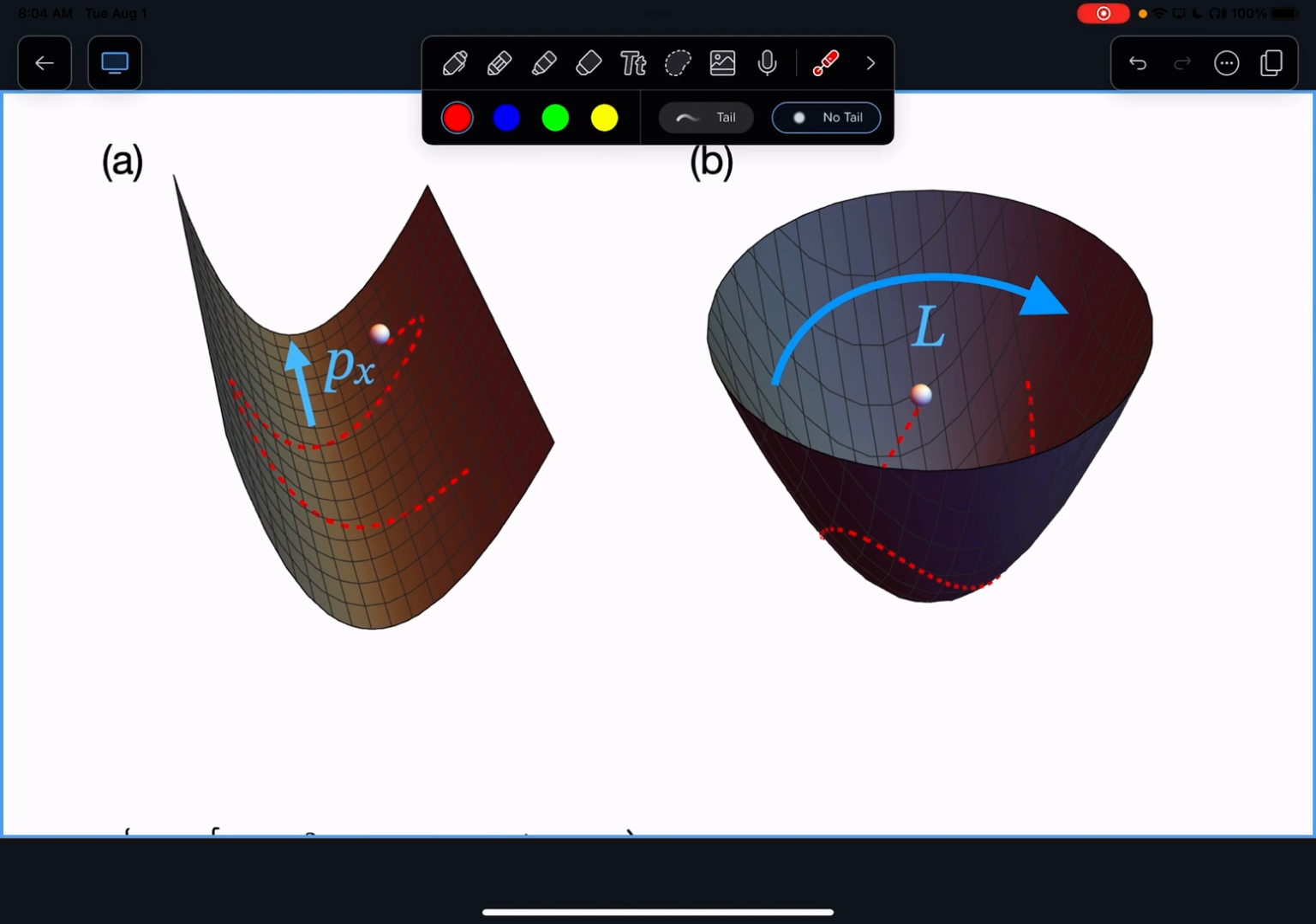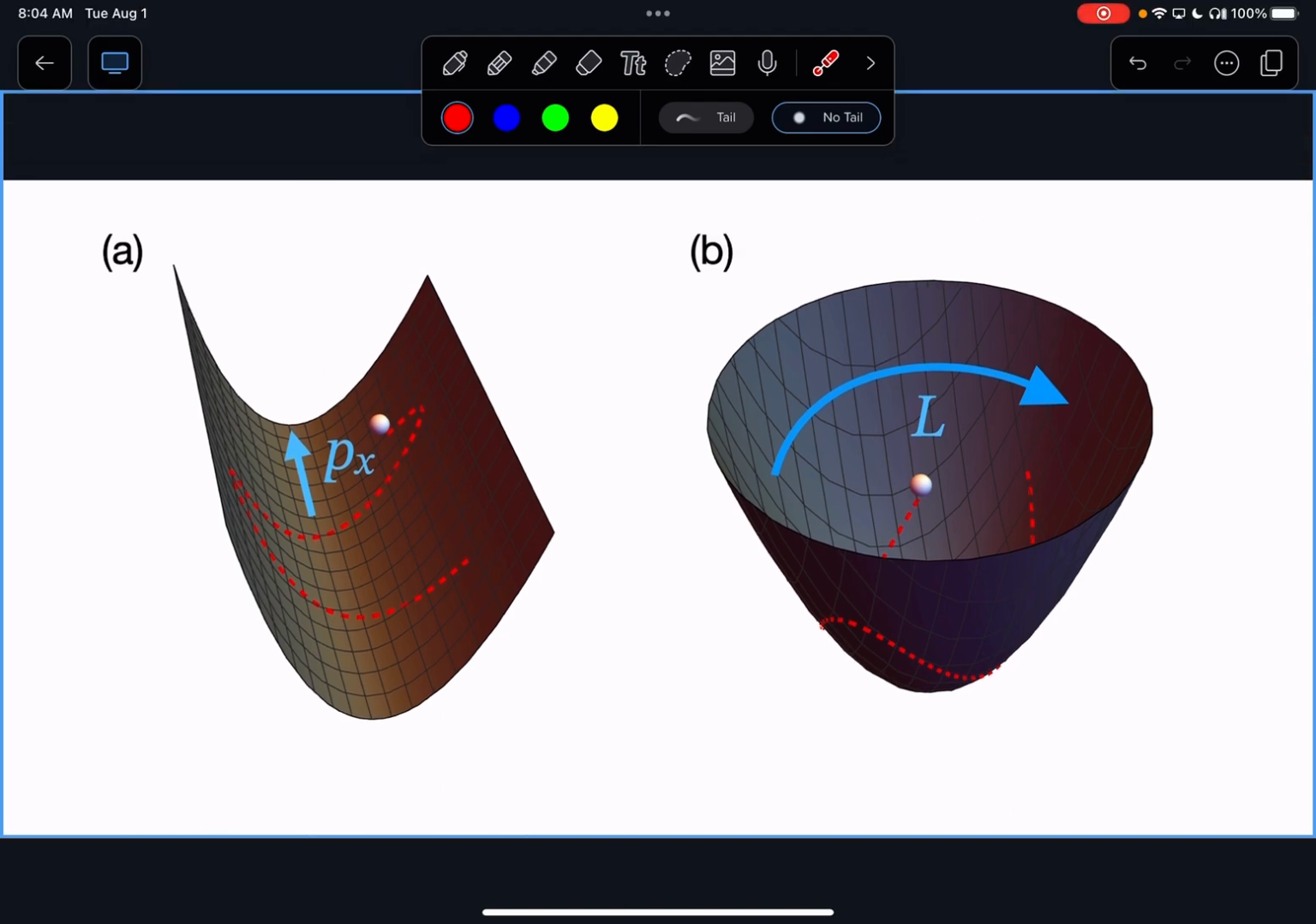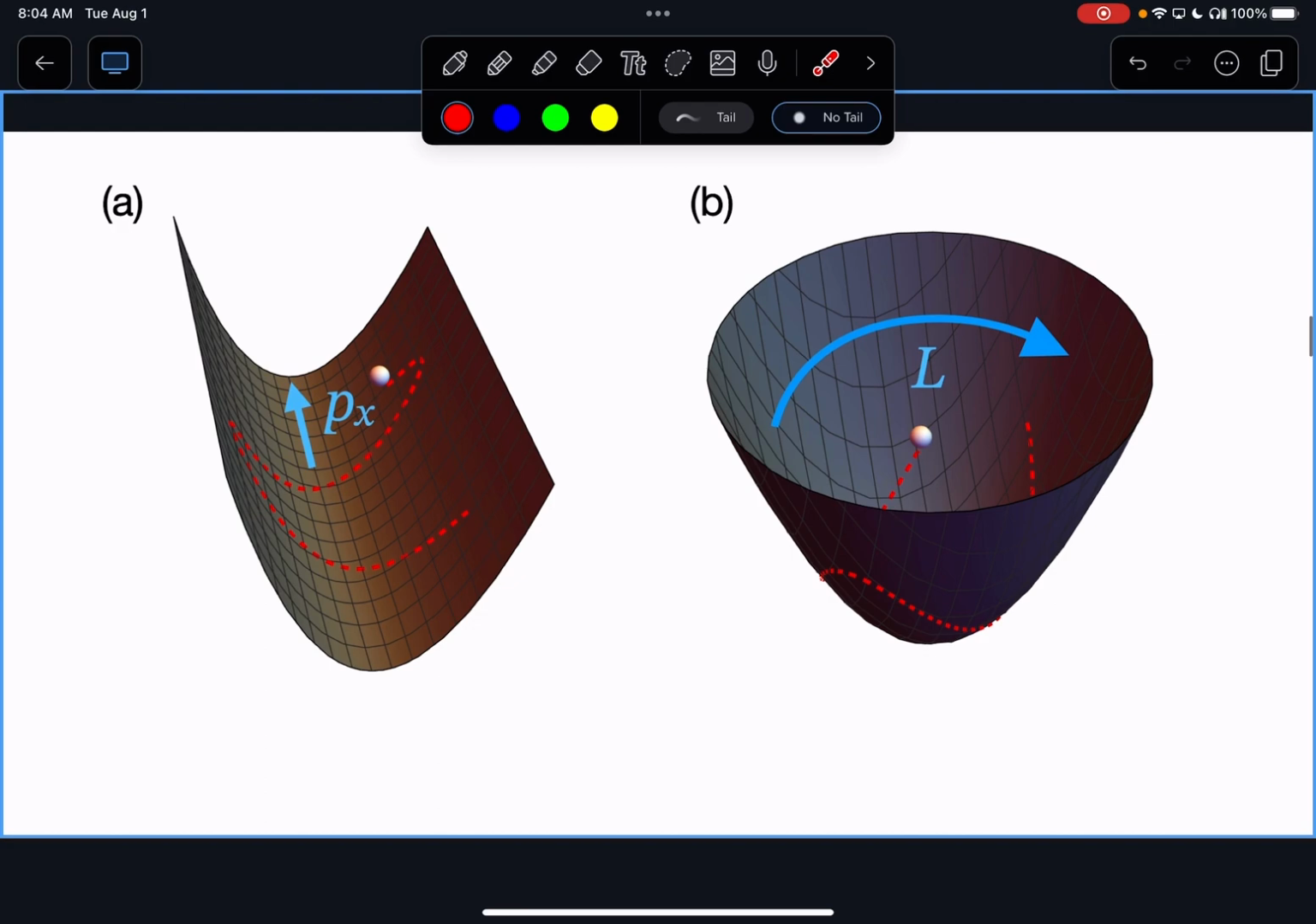So what is Noether's theorem? Noether's theorem tells us that conservation laws come not from Newton's law, but from the symmetry of the physics law itself. So let me translate that into English.